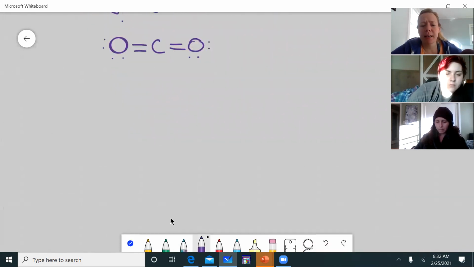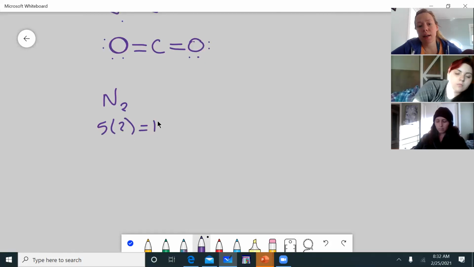Let's look at the diatomic nitrogen. So nitrogen likes to form this structure. Nitrogen, let's count up our valence electrons. Nitrogen brings 5 to the table, and there are 2 of those. So we get a total of 10 electrons to play around with.